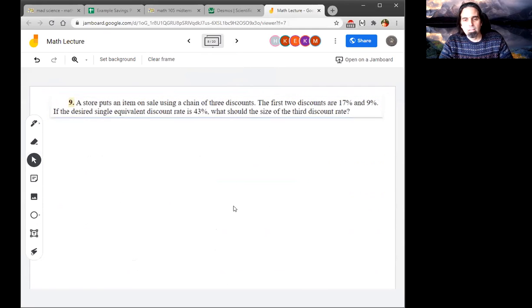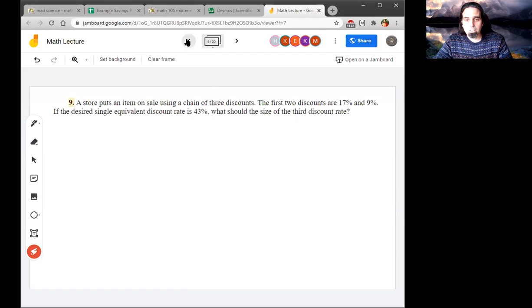So a store puts an item on sale for a chain of 3 discounts. The first 2 discounts are 17% and 9%. They want the overall equivalent discount rate. So fancy words, it just means overall they want it to be 43% off. So how much do they need to change it the 3rd time to make their desire happen?